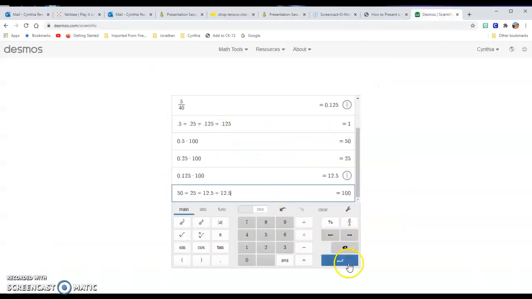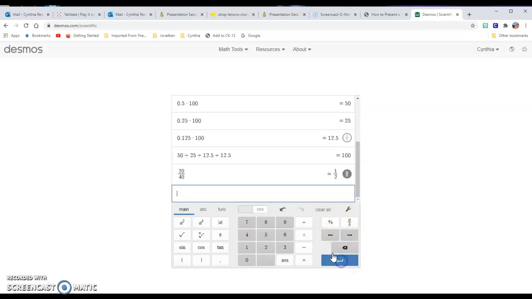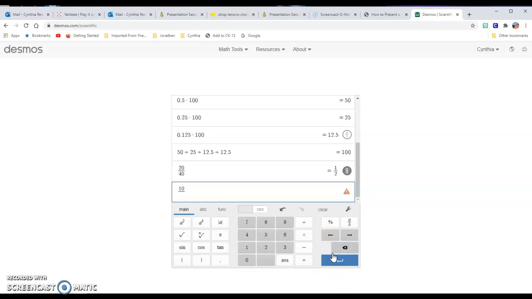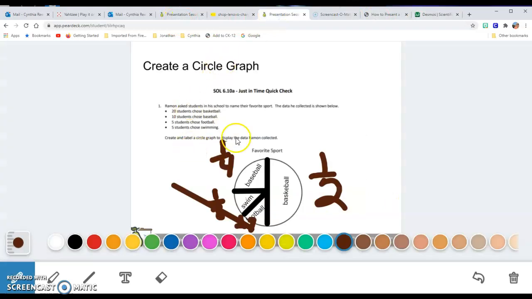So I go to my decimals calculator, 20 over 40, and then I'm going to click the fraction button. It's 1/2. 10 over 40, click the fraction button. 5 over 40, and click the fraction button. And that is my circle graph.